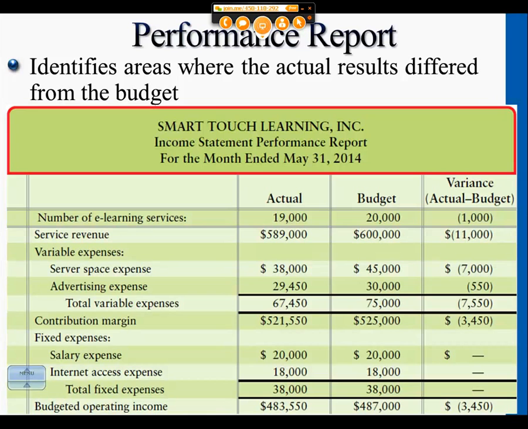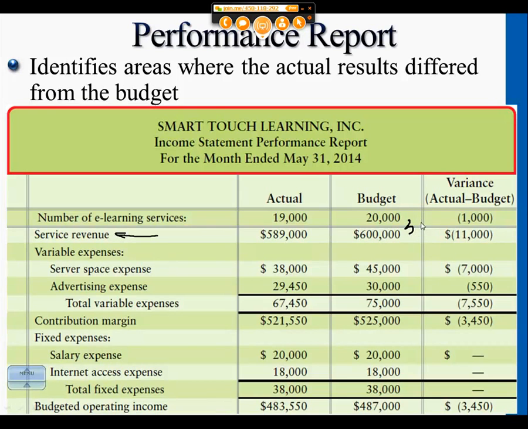We have a service revenue, right? Let's look right here. So our service revenue is 589 and 600. So what does it tell me? If I take my service revenue and I divide it by a number of e-learning services, what is it that I'm going to get? About UA per service. So if I take 600 and divide by 20, 600 divided by 20. So I have 30 that I budgeted, right?